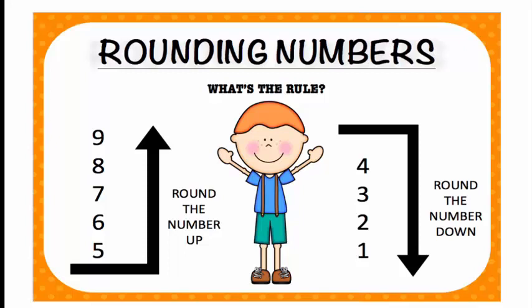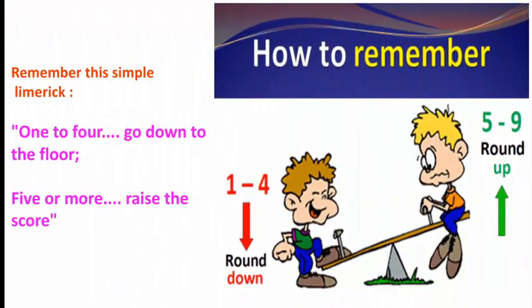Clear? Similarly, if the underlined digit is less than 5, then the circled digit remains unchanged and the rest of the digits towards the right side of the circled digit become 0, and the previous digits present before the circled digit remain as they are. So here we round the number down. Understood? Now let us see how to remember these rounding off rules.